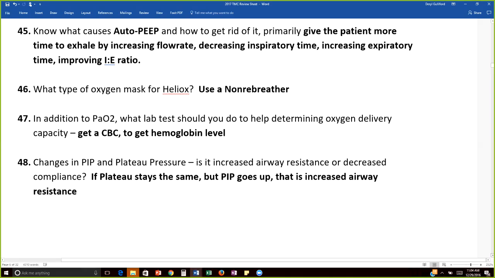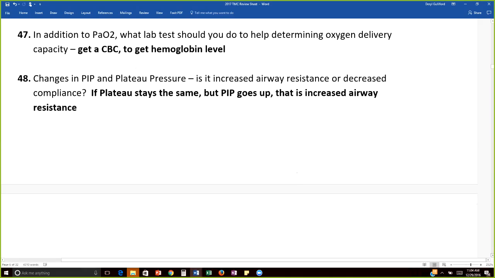Okay, in addition to PaO2, what tests should you do to determine oxygen delivery? Well, you've got to get the hemoglobin level, right? You need to know how much hemoglobin they've got. And the way you do that is a CBC, a complete blood count, which includes red cells, white cells, the differential, and the hemoglobin and hematocrit. So definitely get a CBC so you know the hemoglobin level. Very important for every patient. I can't think of a single patient that you wouldn't get a CBC for.